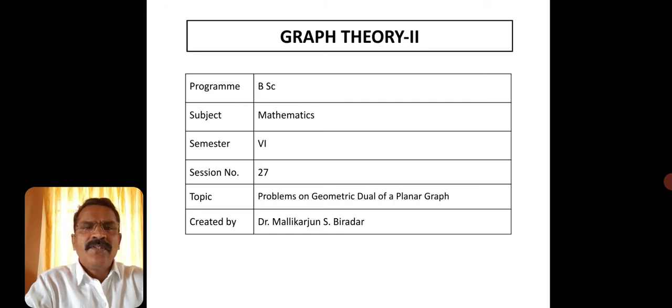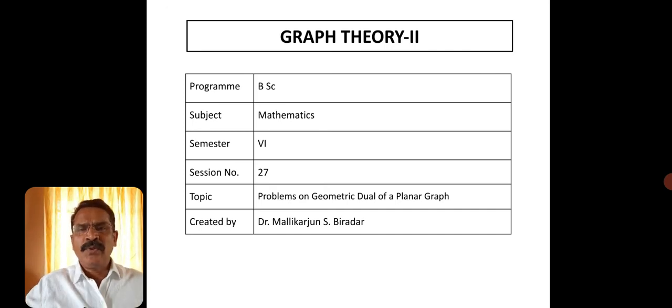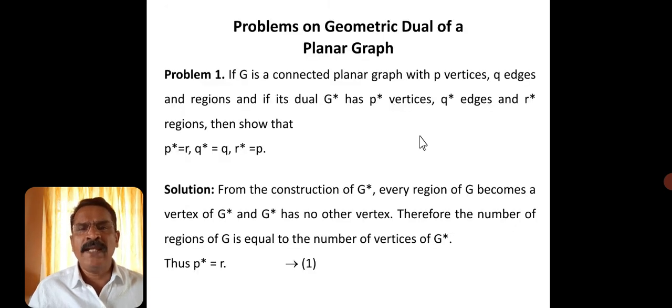The 27th session of Graph Theory 2, the topic of the talk is Problems on Geometric Dual of a Planar Graph. In the previous class, we have already discussed what is the geometric dual of a planar graph and what is the underlying graph. We have made some observations based on those concepts. We have even considered some examples of how to construct the geometric dual of a plane graph. Now today we will see some problems based on the geometric dual.